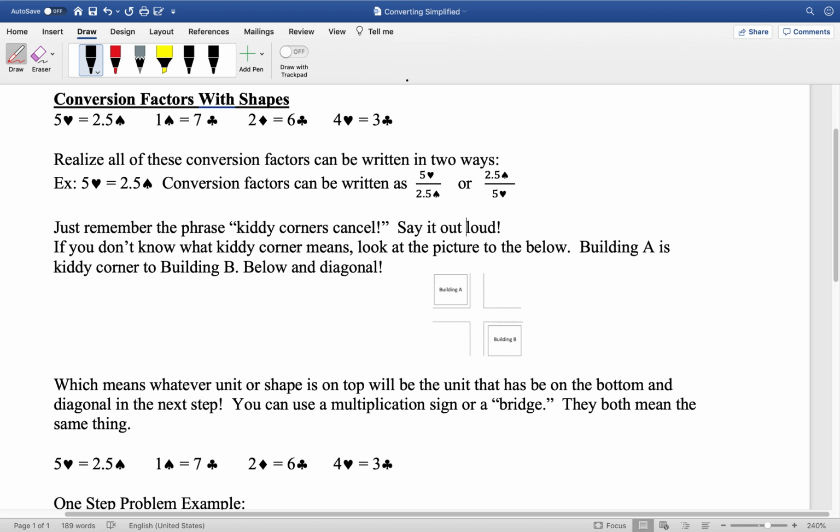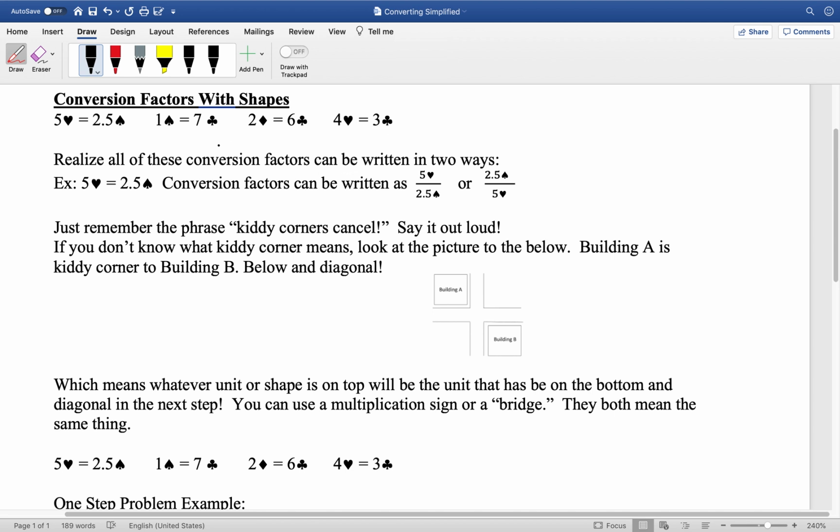So I've made up some conversion factors right here, and we're going to use shapes instead of actual units like meters or liters. So I made up these conversion factors. 5 hearts is equal to 2.5 spades. 1 spade is equal to 7 clubs. 2 diamonds is equal to 6 clubs, and 4 hearts is equal to 3 clubs.